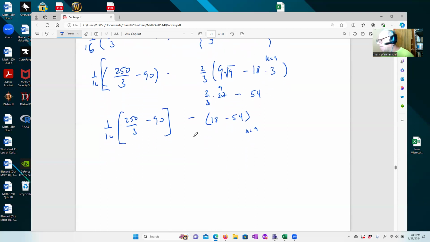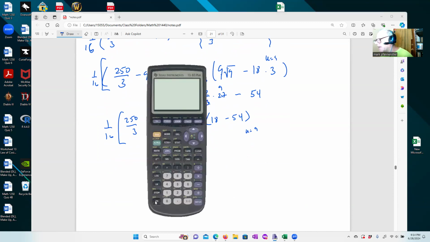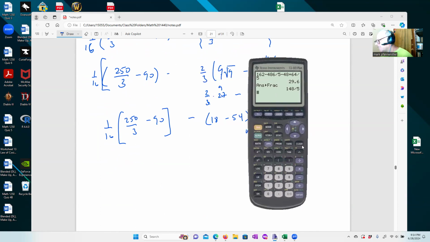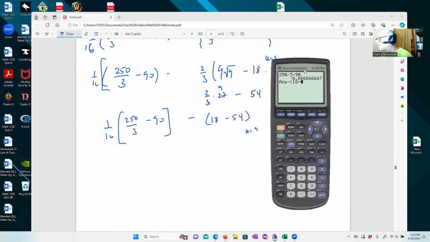Okay, so it's definitely time to use a calculator. You're welcome to go ahead and use the calculator earlier than what I did. I just kind of like to take it slow so people can see exactly what's happening. We have 250 divided by 3. I'm sorry if that's confusing. Minus 90. Minus, then we have 18 minus here, but we have to use parentheses, minus 54. Right? That ends up with 29 and 1/3, 29.3.